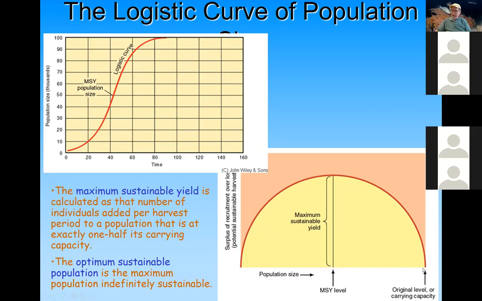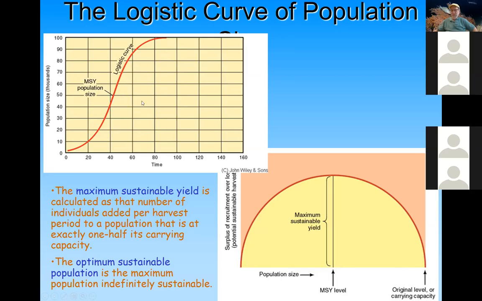At the original level, or carrying capacity, no new individuals are being added to the population. So there's no infinitely sustainable yield for a population of that size. So what does this imply? This implies that if fishers are going to start exploiting an unexploited population, initially they're going to get high catches as they reduce the population down toward this maximum sustainable size. So the initial rate of catch is going to be quite high, or probably higher than it would be when it reaches the maximum sustainable size, the theoretical maximum.